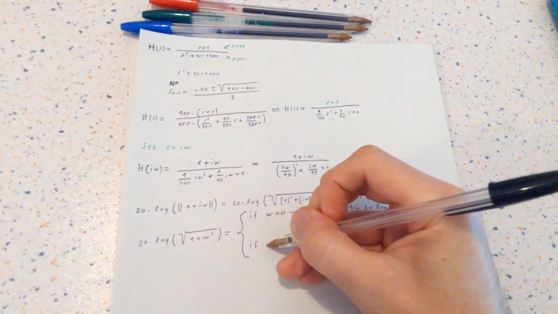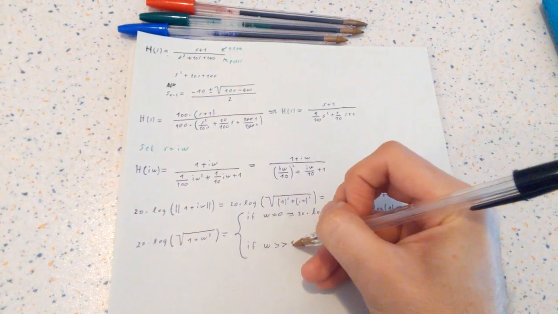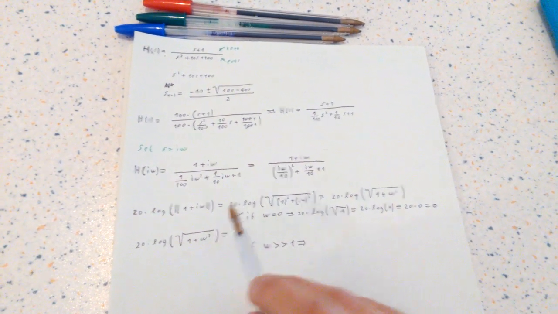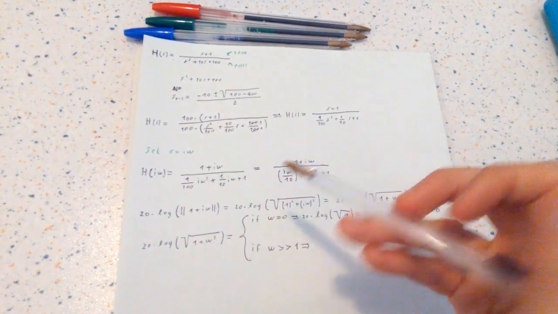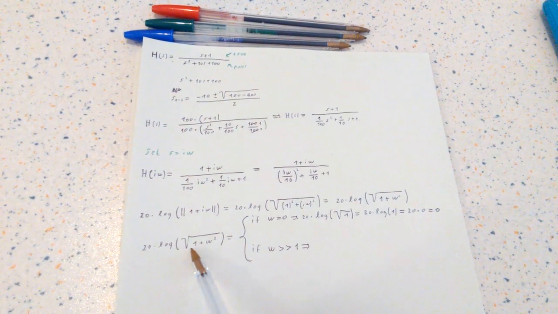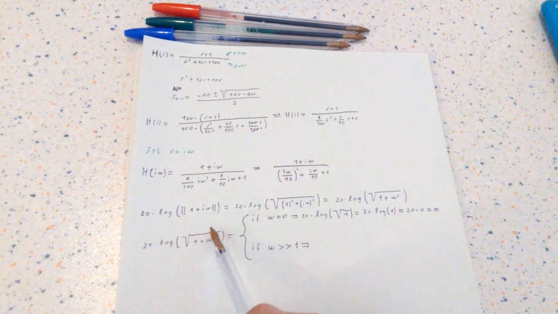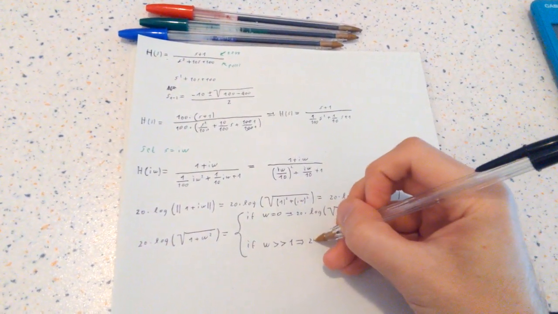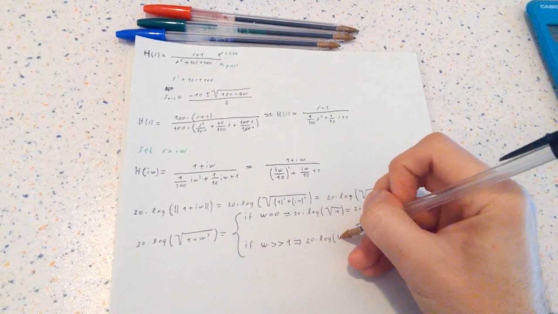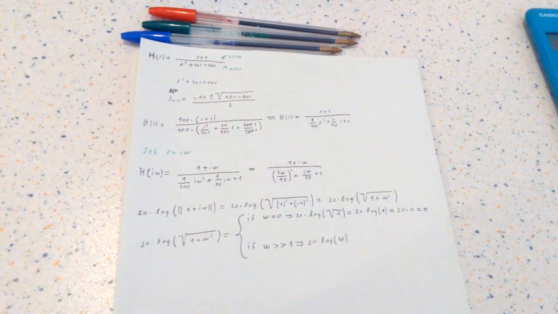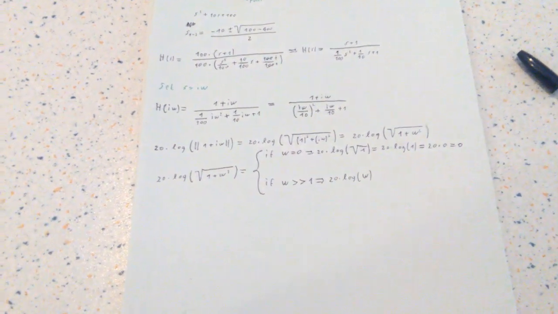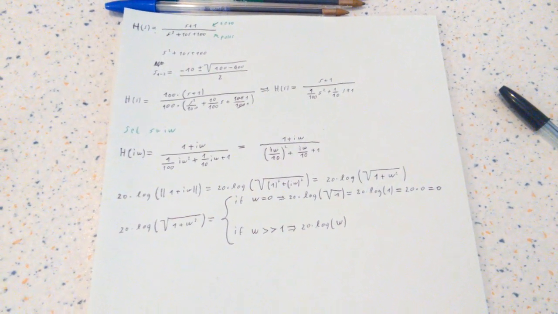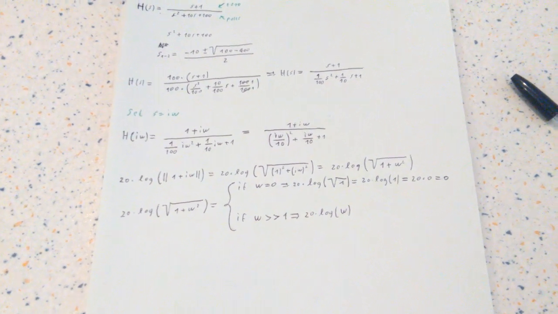Now, if omega is way greater than 1, so something extremely big, like infinity, squared, and we add the 1, nothing is going to happen, and if we do take the square root, it's going to be 20 times log of omega. So essentially it is 20 times log of omega. So far everything is pretty much like before, nothing extremely surprising.